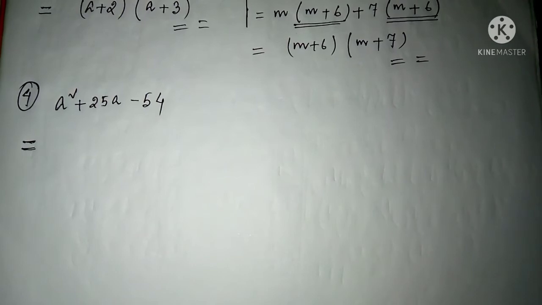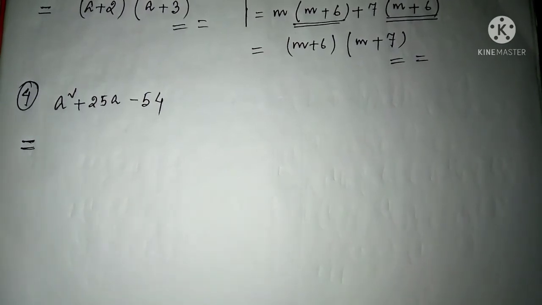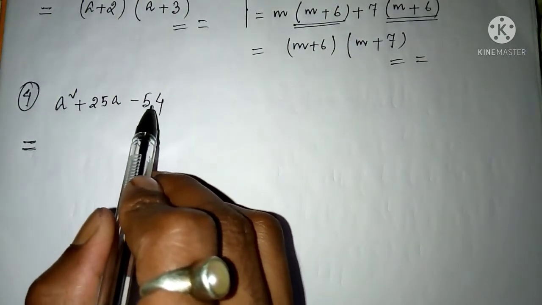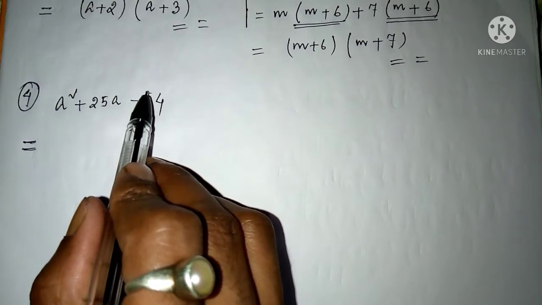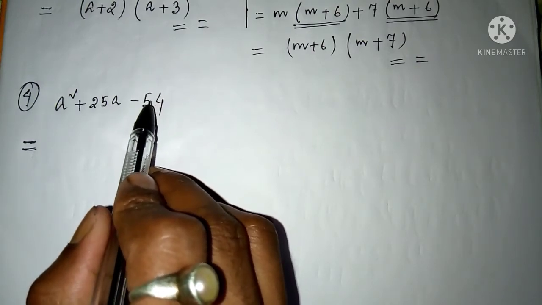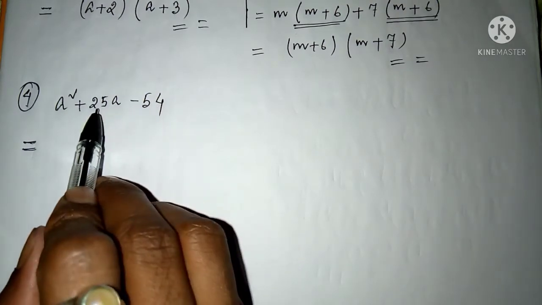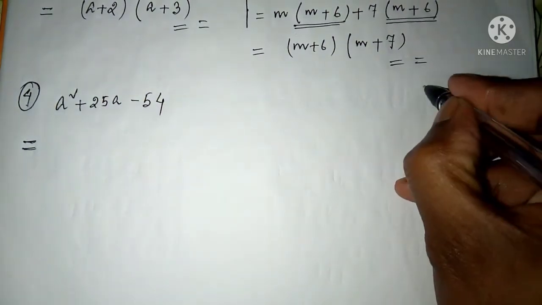Now say this is our fourth question: a square plus 25a minus 54. Then first of all I'll see the third term, that is 54. Now I need to factorize 54 in such a way that after adding or subtracting these two factors I must get 25. Then I'll factorize here.